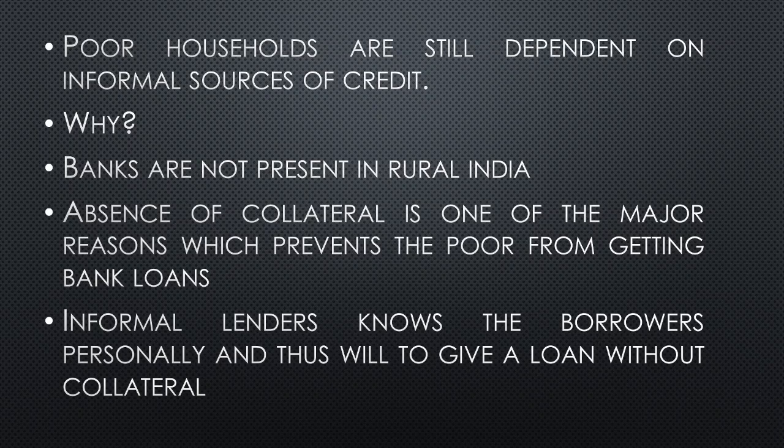As a borrower, if you go and ask the moneylender to give you a loan of 50,000, he will directly give you the 50,000 rupees. He will not ask for any documents, any collateral, or anything, because he knows you personally, he knows where you stay, and what you do. If you cannot repay the loan, he will pressure you and your family. So an informal sector loan is easier to get, but afterwards it creates a problem for the poor people.